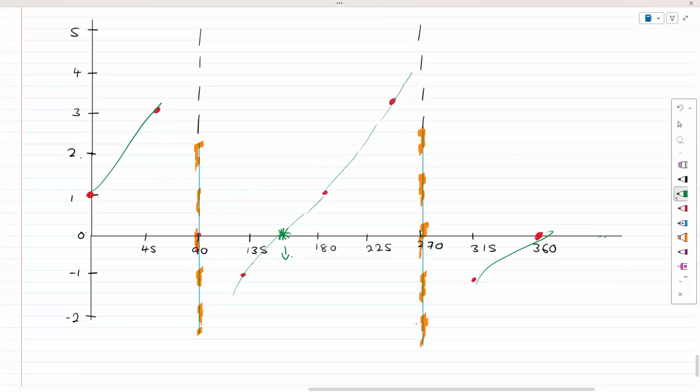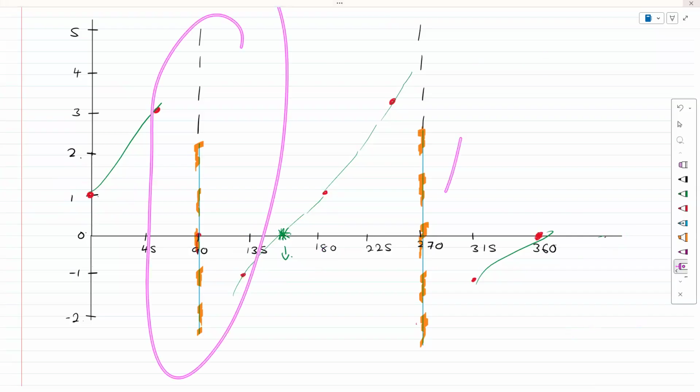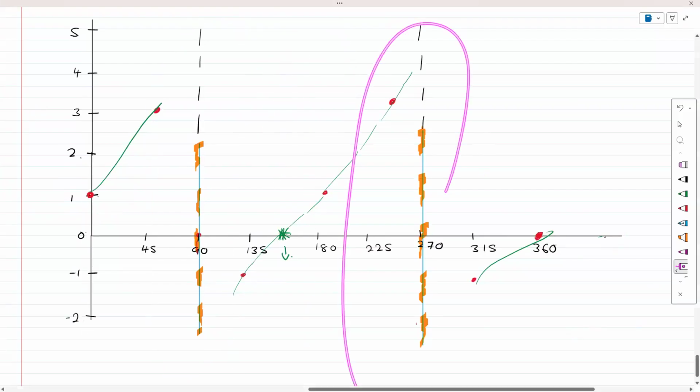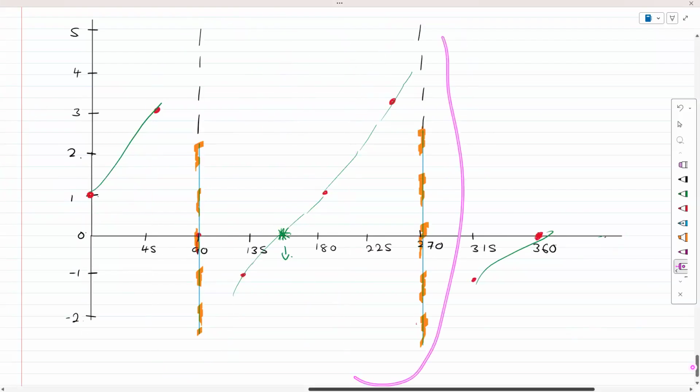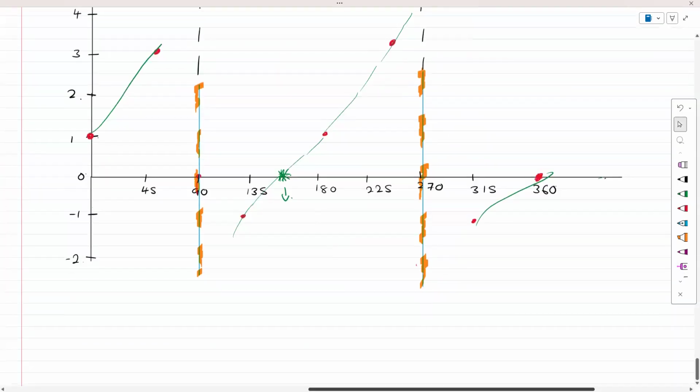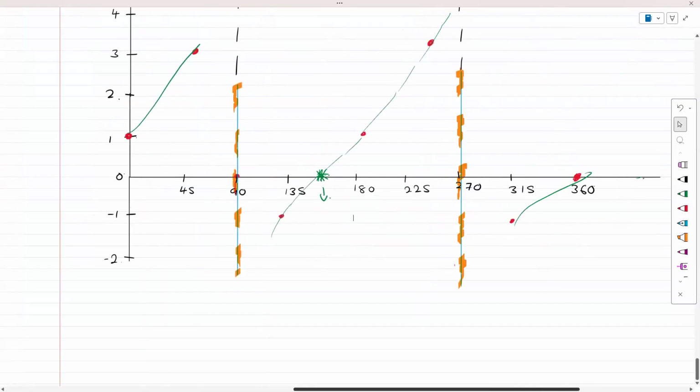The y-intercept would be here, 0 and 1. The x-intercept would be there, around 153 and 0, most likely. The asymptotes would never change. The period of this graph generally stays the same unless you're going to see like a 2 theta, but it's 180. The range and stuff is a bit difficult to deal with here.